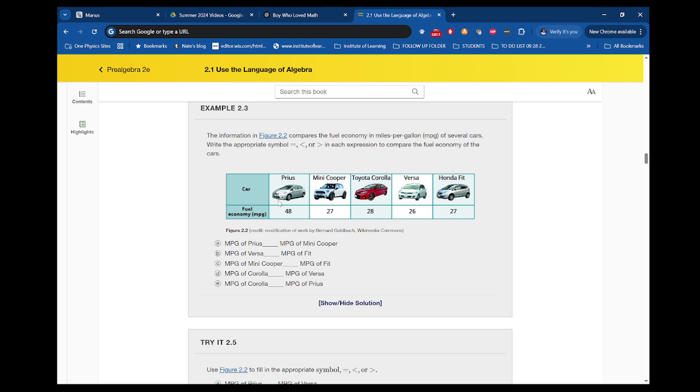Notice that they are using cars and miles per gallon as an example. Is the miles per gallon of a Prius less than or greater than the miles per gallon of a Mini Cooper? The answer is it's greater than. So you put the greater than sign. But notice that they are showing you a practical application of the topic. This is another way you can make math more accessible to people.